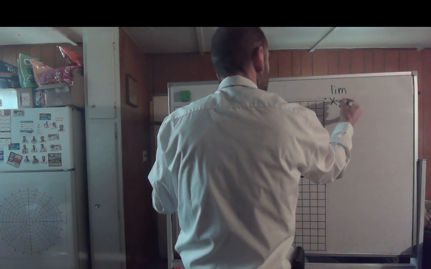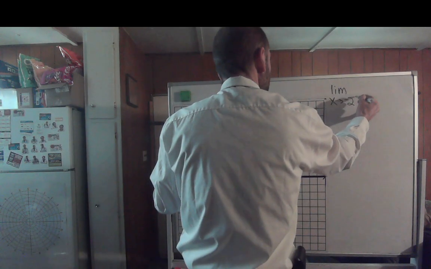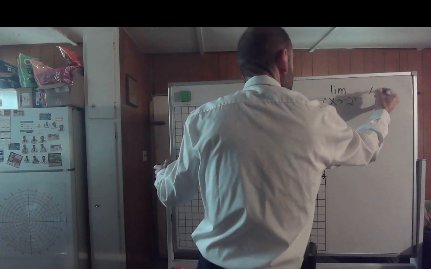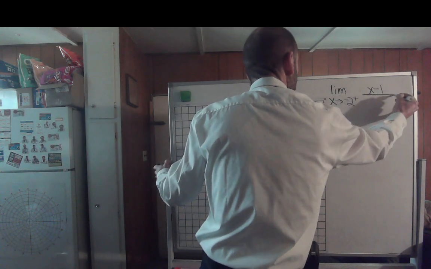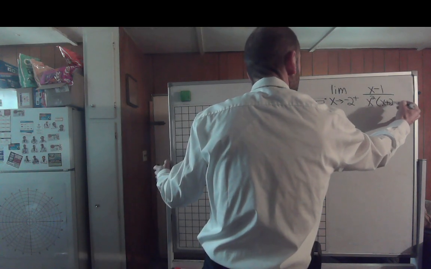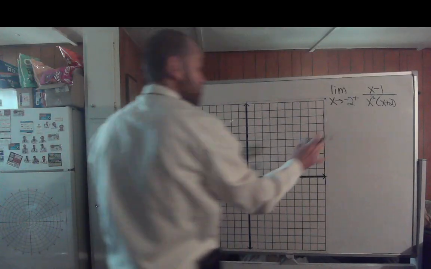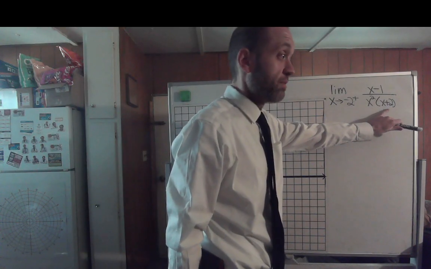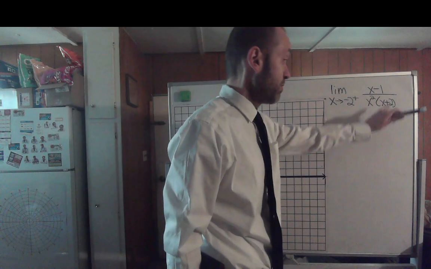Now, let's take the limit as x approaches -2 from the right of (x - 1) over x squared times (x + 2). So we have the same function, but this time we're considering the vertical asymptote at x equals -2, because that would make the denominator 0, which would make this undefined.